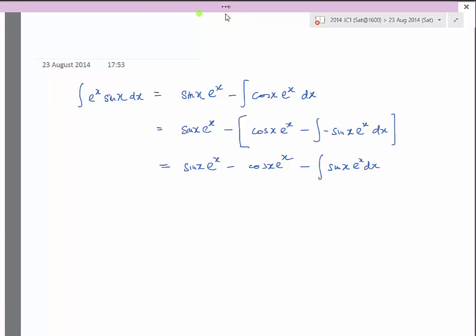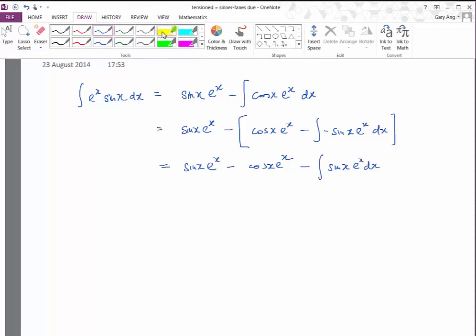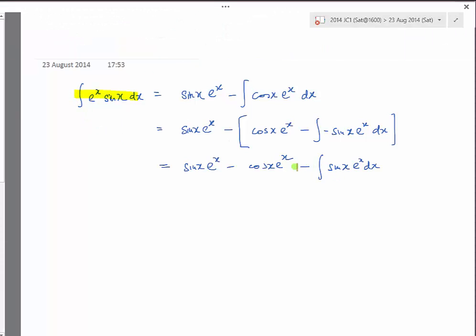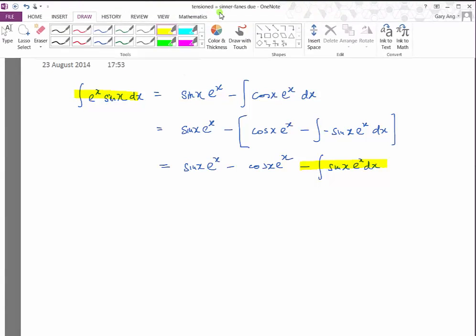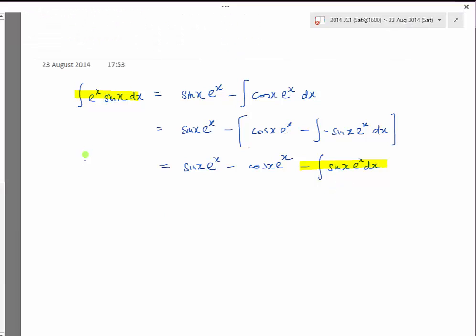So you should be able to tell that the left hand side and the right hand side have something in common. Suddenly the same original question appears again. So what you do is you bring it over to the left and you get 2 times the integral. Agree? Then whatever you have here, you just copy. And then what you need to do is just divide by 2 and get the answer.